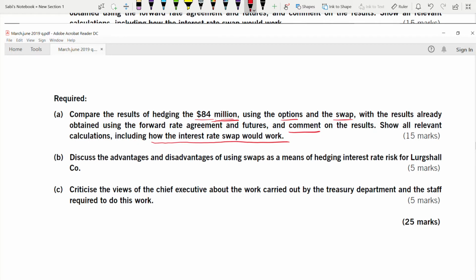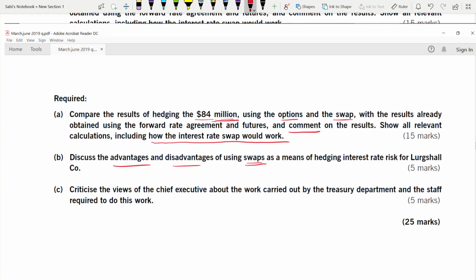Next, 5 marks. Discuss the advantages and disadvantages of using swap as a means of hedging interest rate risk of the large Shell company. This should be easy for you if you know the advantages and disadvantages of swap. This is your knowledge part only from your revision from your textbook. Part C again for 5 marks.